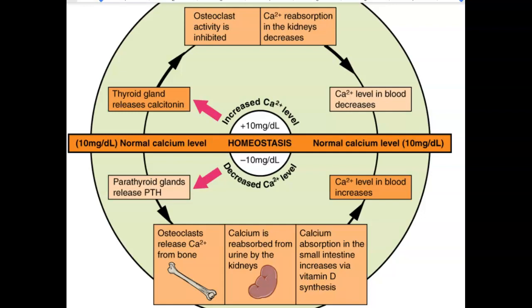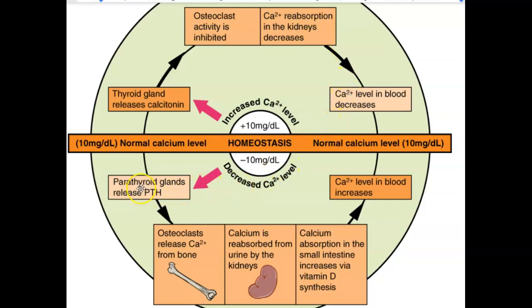Osteoblasts are bone cells that create other bone cells, and osteoclasts are bone cells that degrade bone, releasing ionized calcium in the process. If there is too much ionized calcium being released, then the thyroid gland releases calcitonin, which inhibits osteoclast activity, the things that release ionized calcium when they degrade bone, and it also lowers the absorption of ionized calcium in the kidneys, leading to a lower concentration in the blood. This is a negative feedback loop.